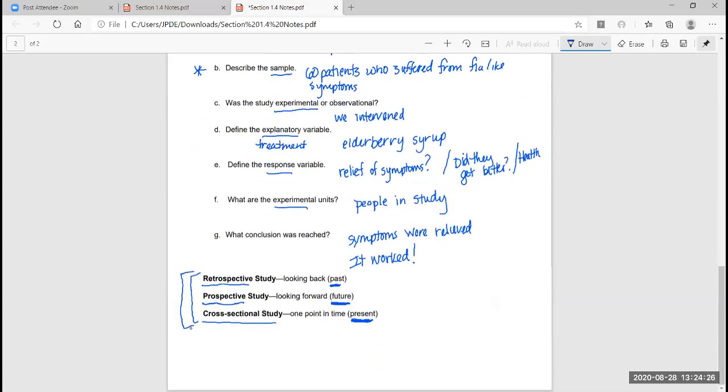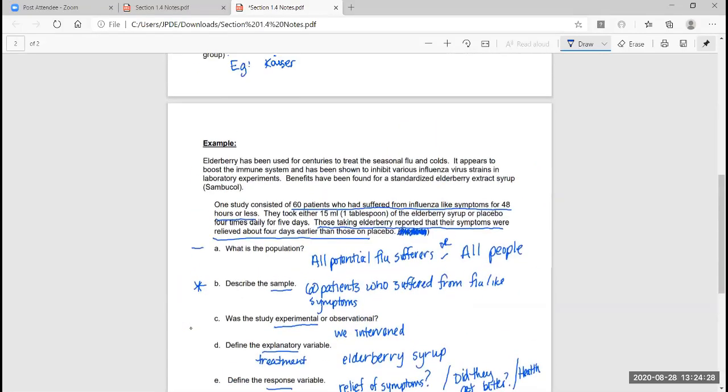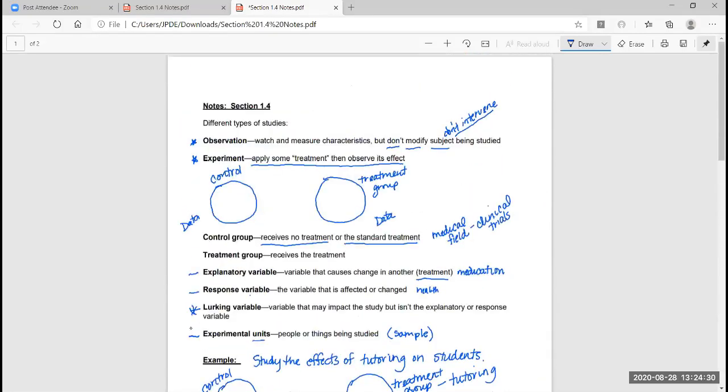Okay, so section 1.4, go back up to the top here, and this is called experimental design.